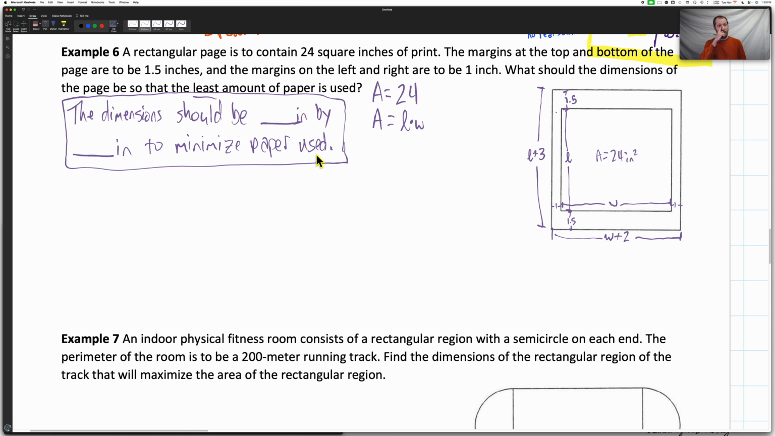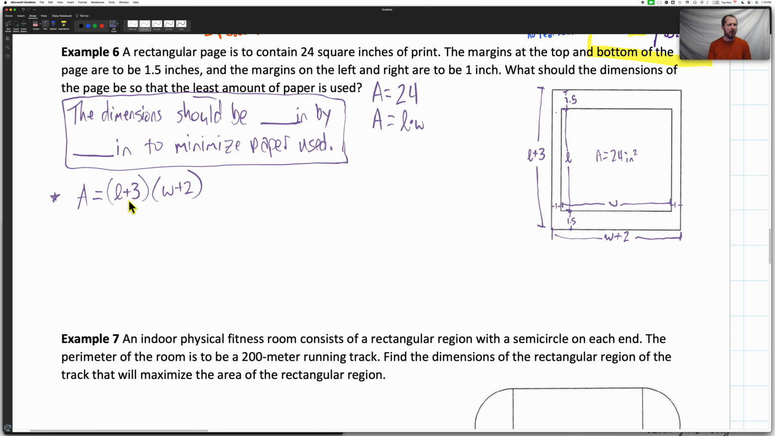So we need to find those dimensions, and we're trying to minimize the area, right? That gives us the amount of paper. So our optimization equation should be our length times width of the whole paper. So that's going to be L plus 3 times W plus 2. Okay, for the area of our whole paper.